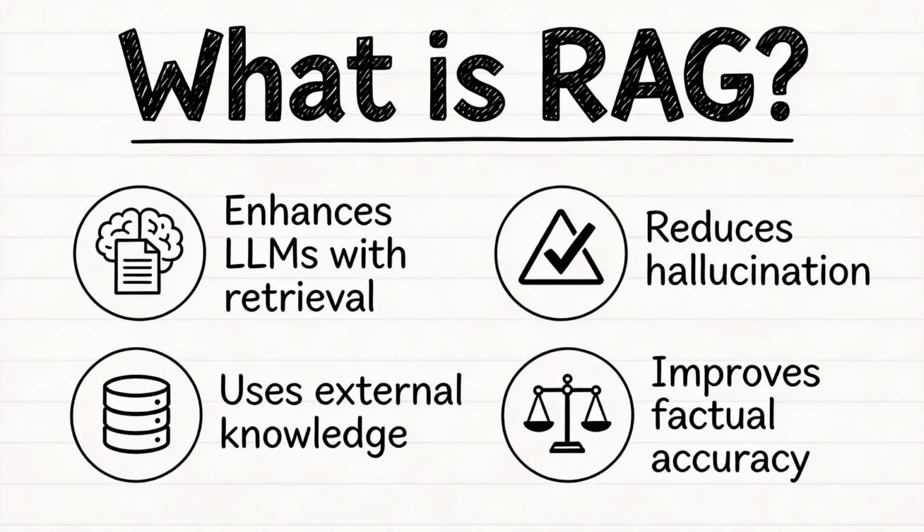So, what exactly is Retrieval Augmented Generation? RAG is a framework that boosts large language models by pulling in relevant information from external sources before generating a response. This means the model doesn't rely solely on its internal training data. Instead, it retrieves up to date or domain specific documents to ground its answers in real facts. This approach significantly reduces hallucinations, those confident but incorrect statements LLMs sometimes make, and leads to more reliable, accurate outputs, especially in technical or fast-changing fields.